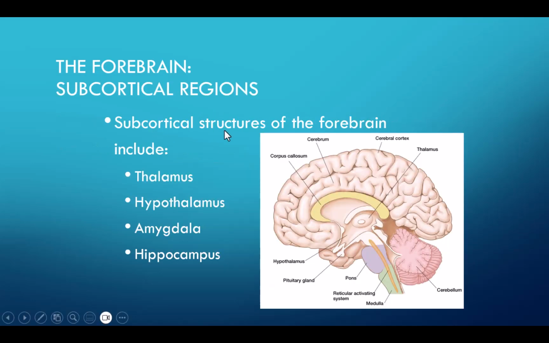The subcortical structures of the forebrain that we're going to talk about include the thalamus, the hypothalamus, the amygdala, and the hippocampus. The thalamus you see here in the center of the brain. The hippocampus is not pictured here, but it would be somewhere around here. The hypothalamus sits just below the thalamus, and the amygdala is also not pictured here, but it sits very close to the hippocampus.